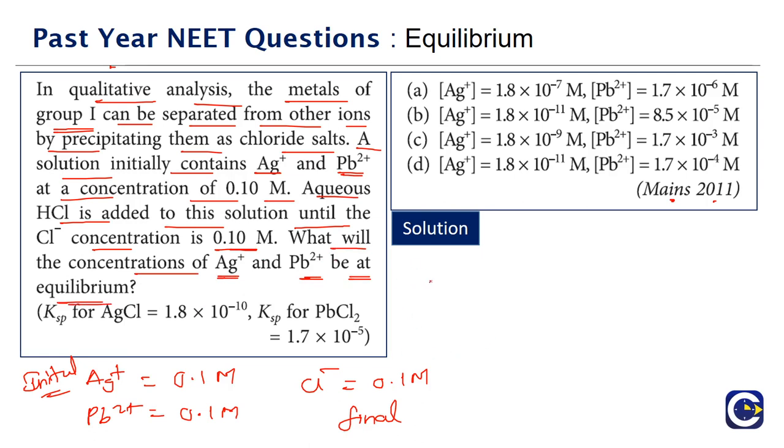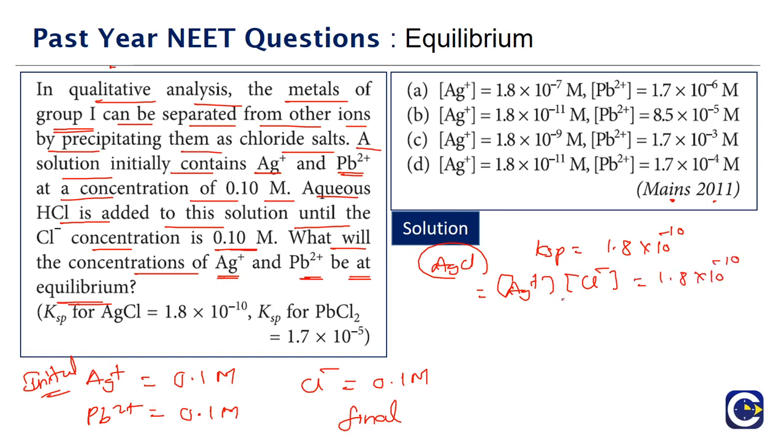For AgCl, they are giving the Ksp value. The Ksp value is 1.8 into 10 power minus 10. Ksp for AgCl means Ag+ concentration into Cl minus concentration, which is 1.8 into 10 power minus 10. We do not need to bother about the initial state. We need to find the Ag+ concentration at equilibrium. The final concentration of Cl minus is 0.1, so Ag+ equilibrium concentration into 0.1 is equal to 1.8 into 10 power minus 10.